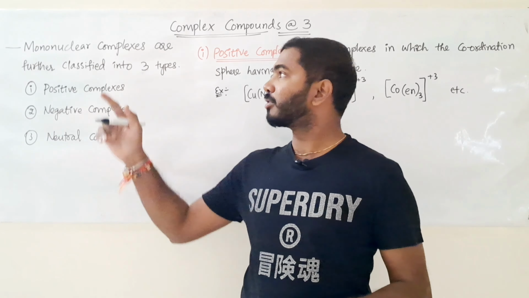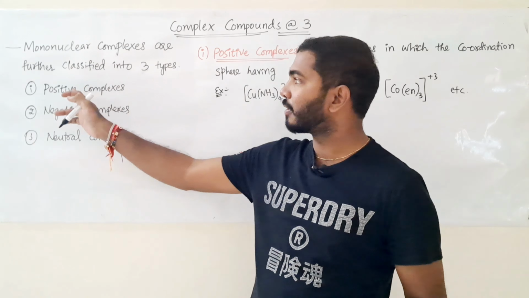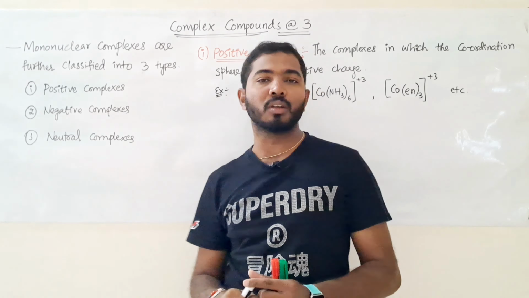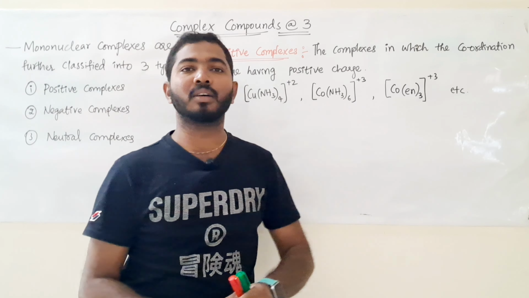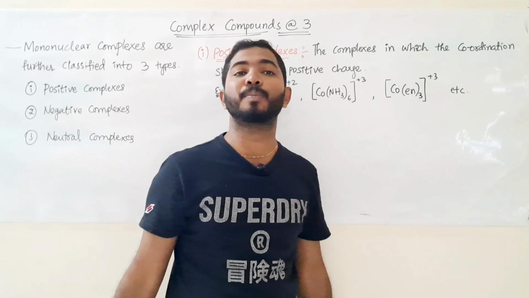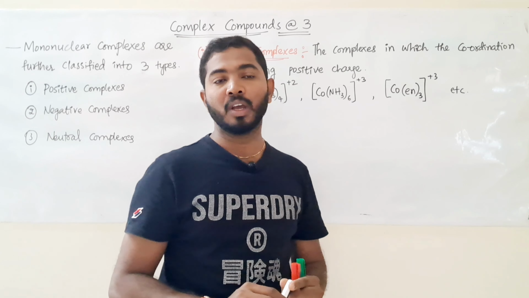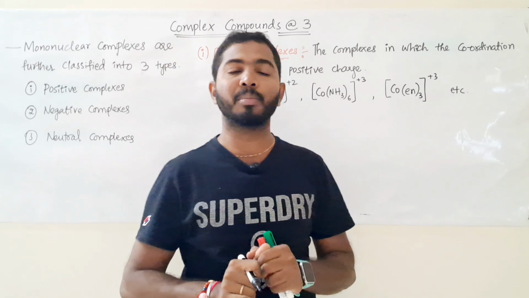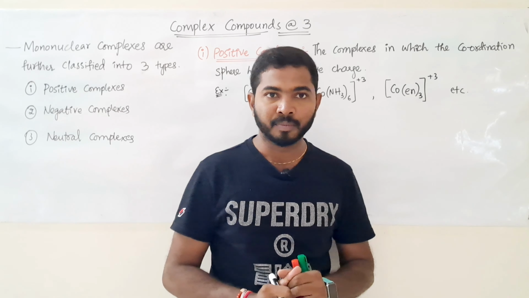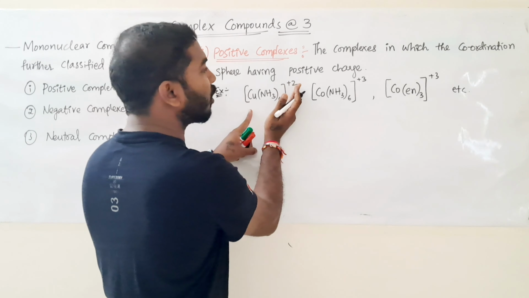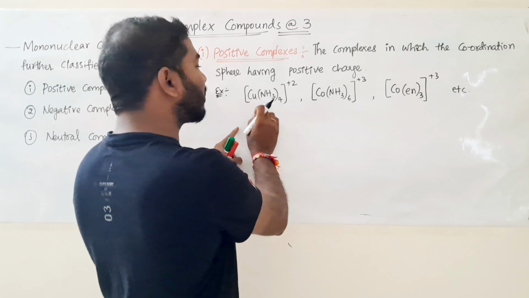Next, let's see the types of mononuclear complexes. They are classified into three types: positive complexes, negative complexes, and neutral complexes. The first one, let me take the positive complexes. What do positive complexes mean? The complexes in which the coordination sphere has a positive charge. Very important. If the coordination sphere has a positive charge, then we can call that type of complex a positive complex. If you see, this is the coordination sphere having a +2 charge, which is a positive charge. So this particular complex is a positive complex.